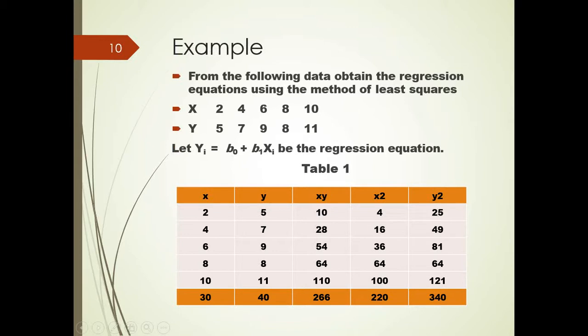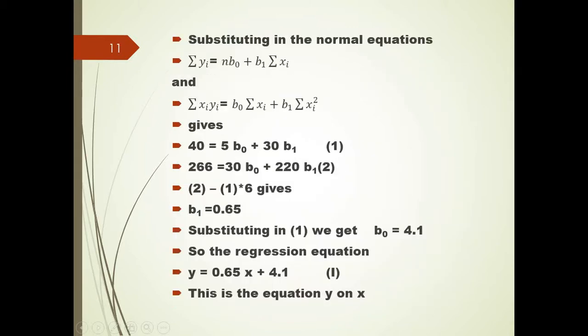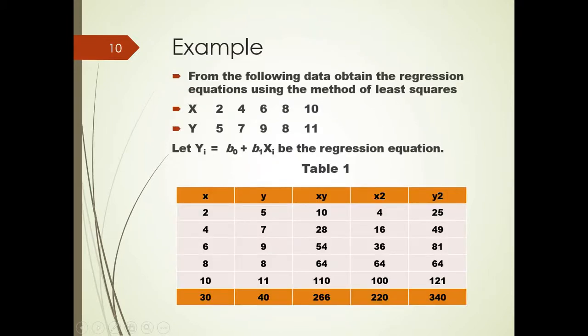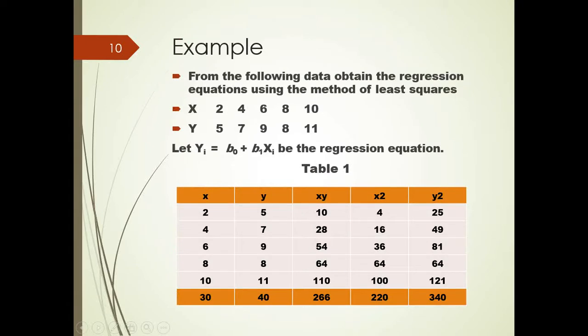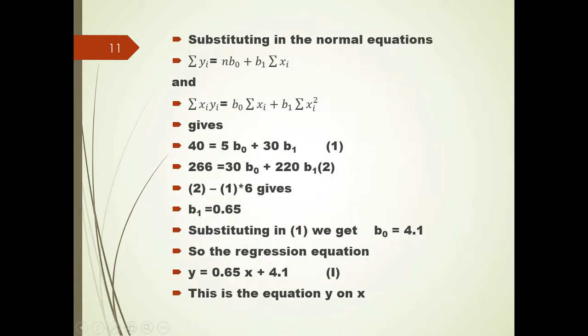As an example, here is how we calculate the regression line. We calculate x, y, xy, x squared and y squared. Substituting, we get sum of x equal to 30, sum of y equal to 40, sum of xy equal to 266, sum of x squared equal to 220, and sum of y squared equal to 340. These values are substituted here, and we solve the equations.